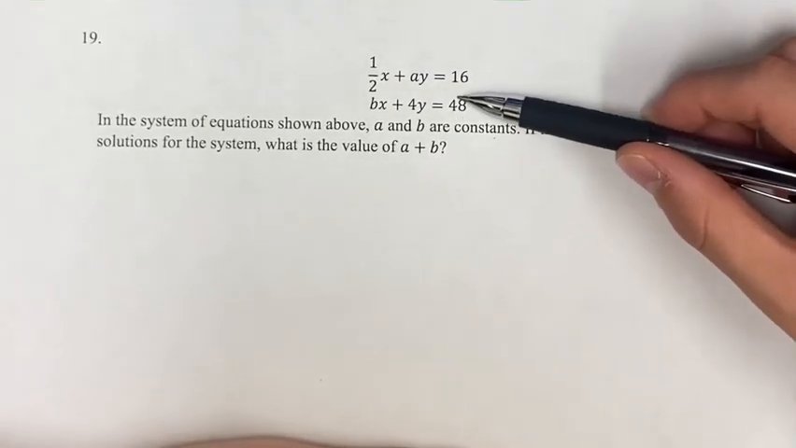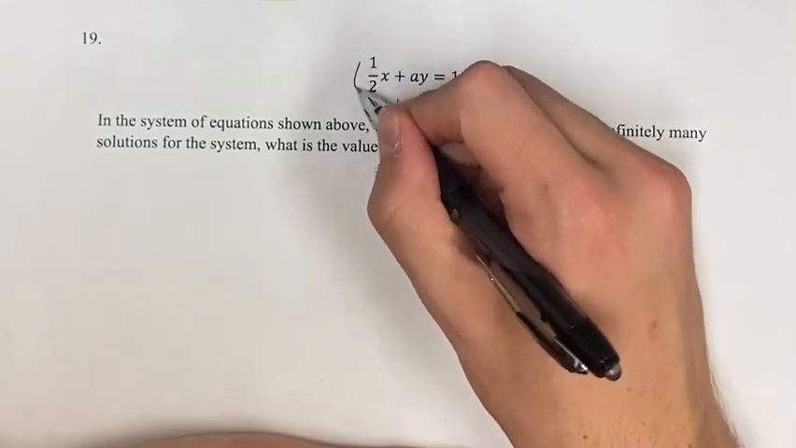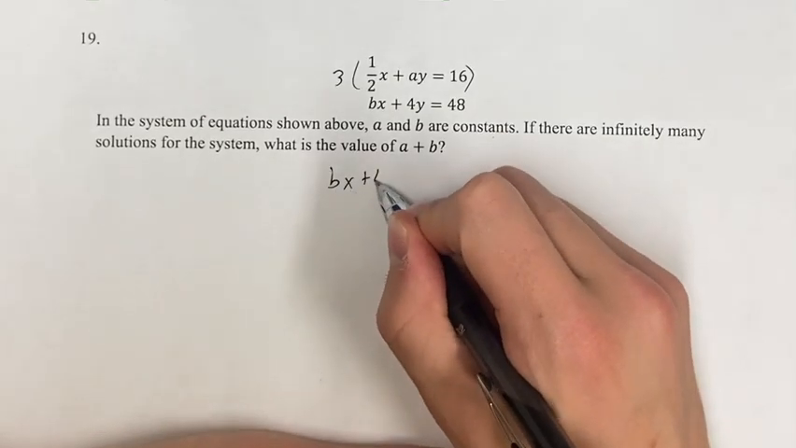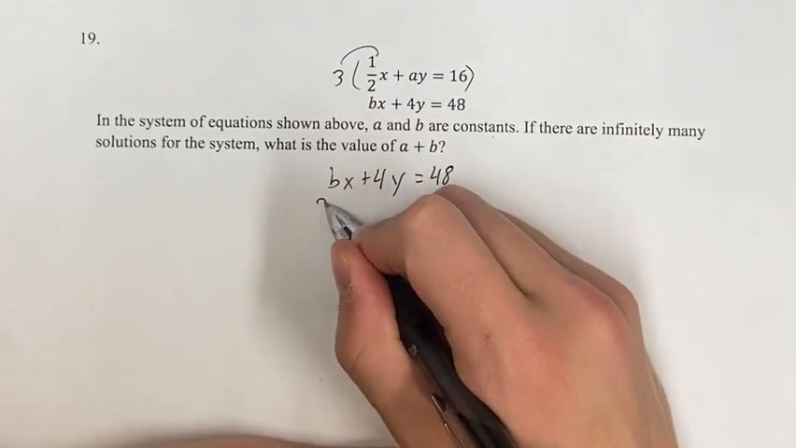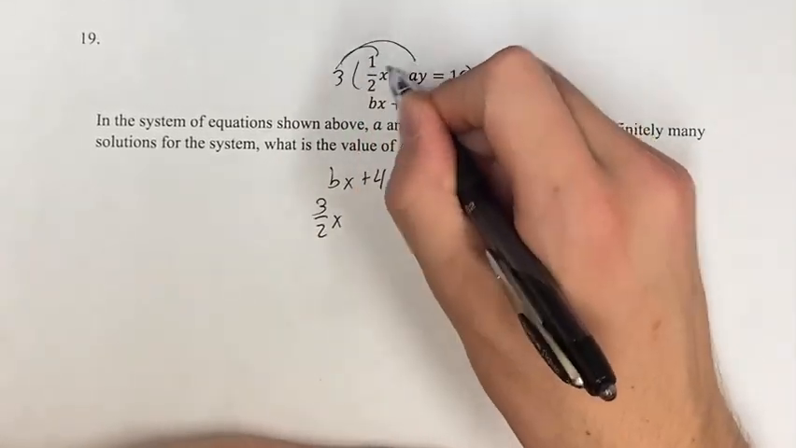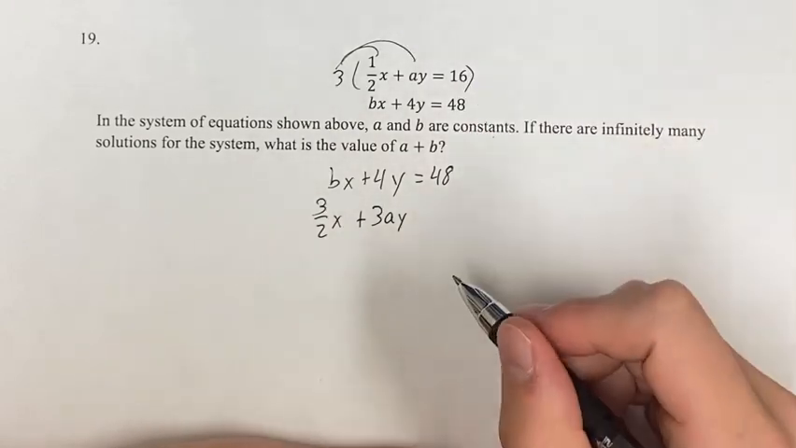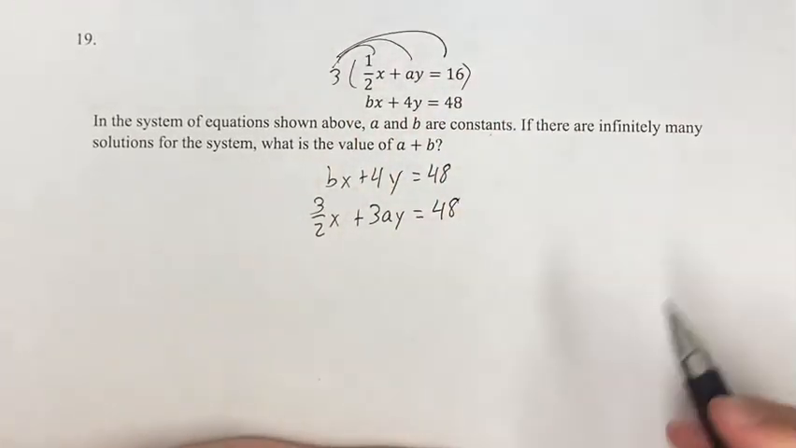But with our constants here at the end, we know if we multiply 16 by 3, that's going to give us 48. So rewriting the second equation first, we have bx plus 4y is equal to 48. And here we have 3 times 1/2 is 3/2 x, plus 3 times a is plus 3ay, is equal to 48. Just distributing that 3.